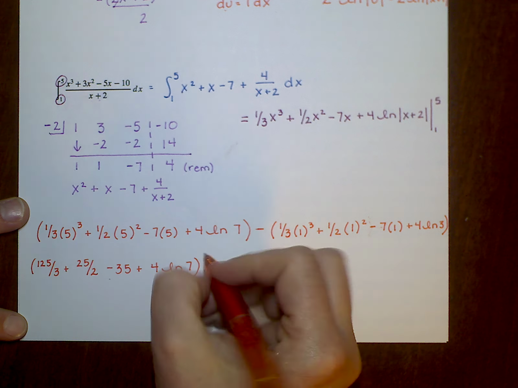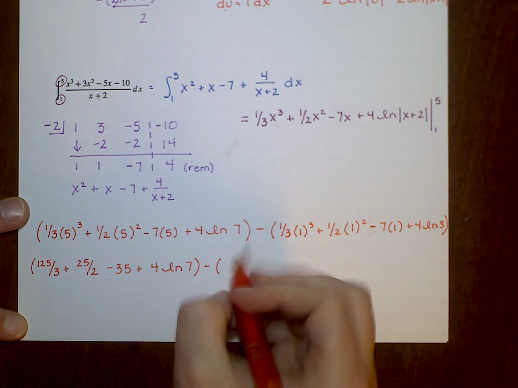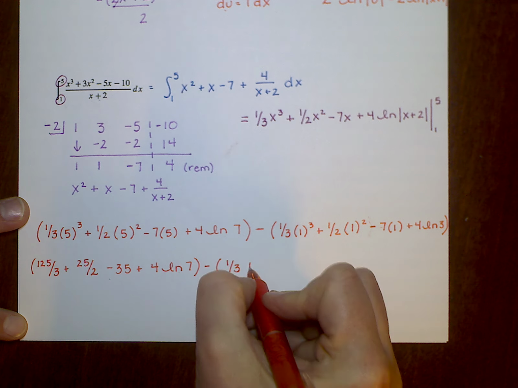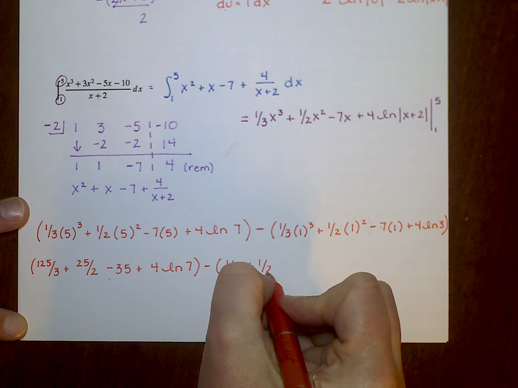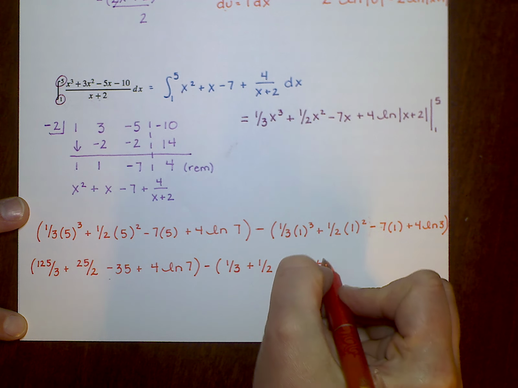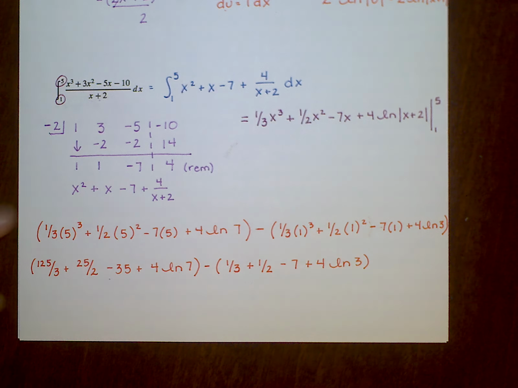Okay? Minus, now over here, I'm going to have 1/3 times 1 cubed, so that's just 1/3. Okay? 1/2 times 1 squared, that's 1/2. Minus 7, and then plus 4 natural log 3. Okay, and this is kind of what I mean. I guess this one's not going to help me quite so much, but if you keep things in terms of these fractions, watch what's going to happen.